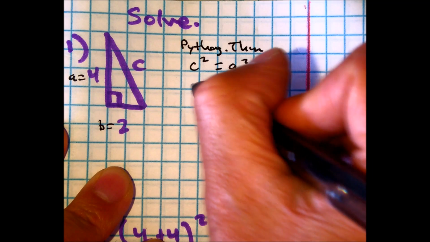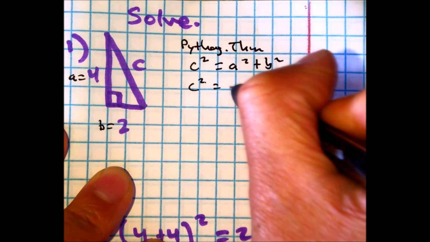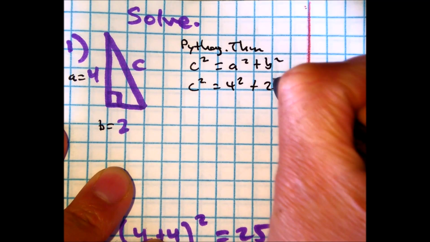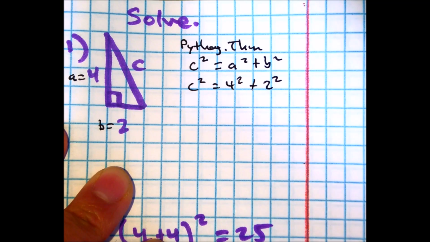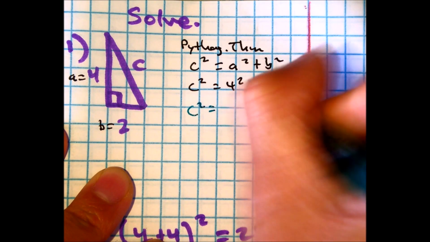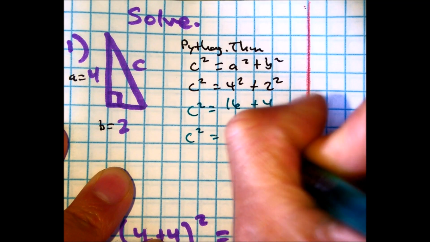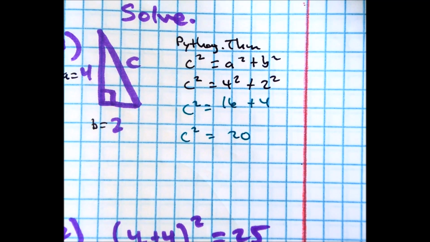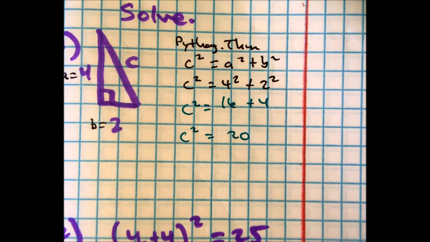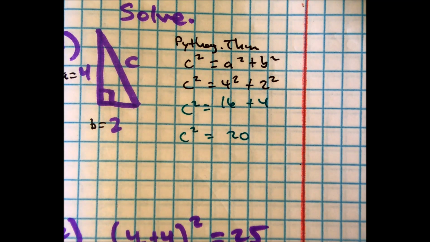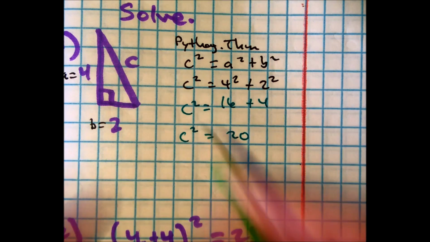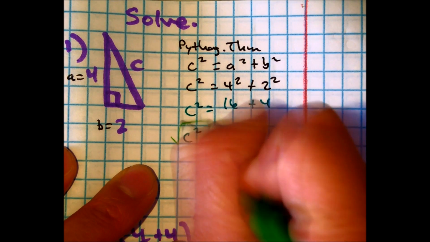So I'm just going to substitute C squared equals 4 squared plus 2 squared. And then 4 squared is 16 plus 4. I get C squared equals 20. Well, here I can apply the square root rule, which basically just says take the square root to get rid of the power of 2.